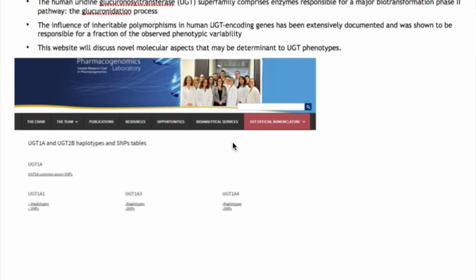Number 4. UGT Allele database. The human uridine glucuronosyltransferase UGT superfamily comprises enzymes responsible for a major biotransformation phase 2 pathway, the glucuronidation process. The influence of inheritable polymorphisms in human UGT encoding genes has been extensively documented and was shown to be responsible for a fraction of the observed phenotypic variability. This website will discuss novel molecular aspects that may be determinant to UGT phenotypes.